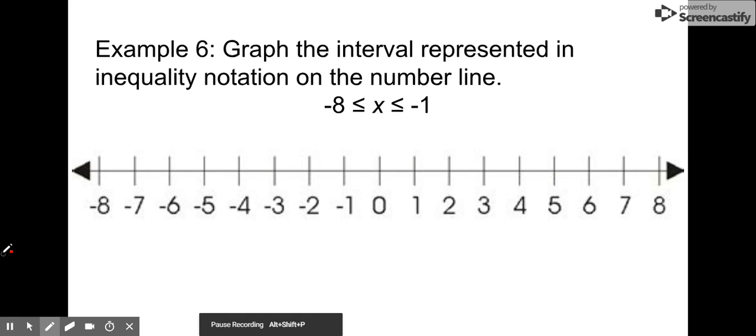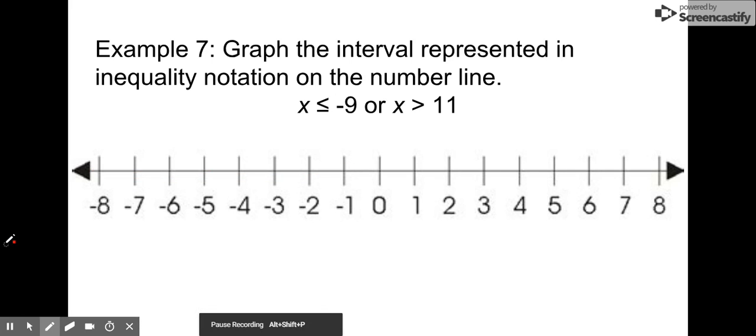So here we can see by the way the inequality is written, -8 is less than or equal to x less than or equal to -1, that this is an and situation. So I'm going to find -8 and put a closed circle. And we also want to find -1 and put a closed circle. And we're saying that x is any number between those two numbers, or x could be -8 or -1. So to show all those possibilities, we just connect those points, and that's how we graph this inequality.